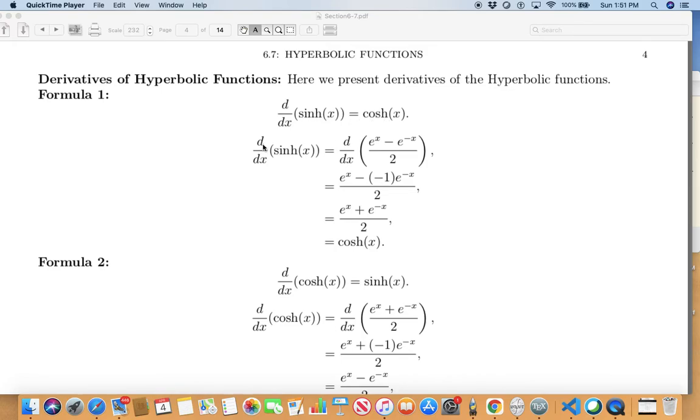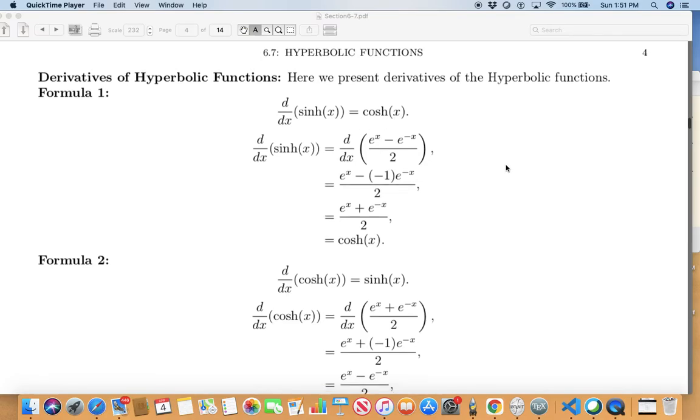Let's check. Derivative with respect to x of sine hyperbolic x is d by dx of (e raised to x minus e raised to negative x) the whole over 2. Well, this is a simple derivative. The derivative of e raised to x is e raised to x, minus the derivative of e raised to negative x, which is e raised to negative x with the minus 1 being multiplied, over 2. So that gets me (e raised to x plus e raised to negative x) over 2, which is cosine hyperbolic x. So you have your first formula there.